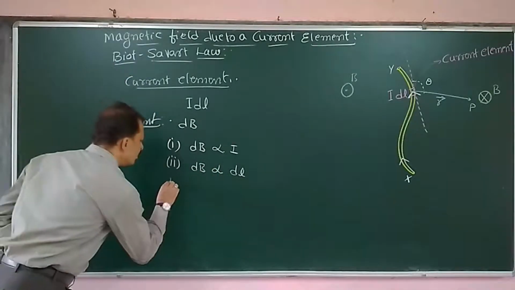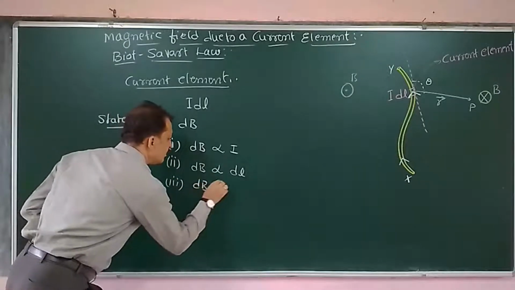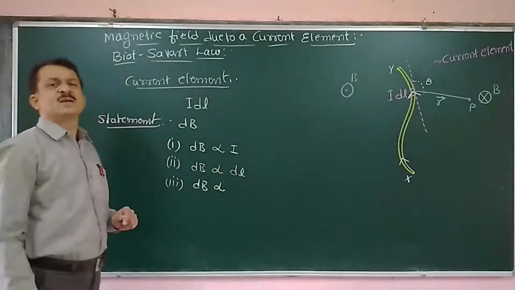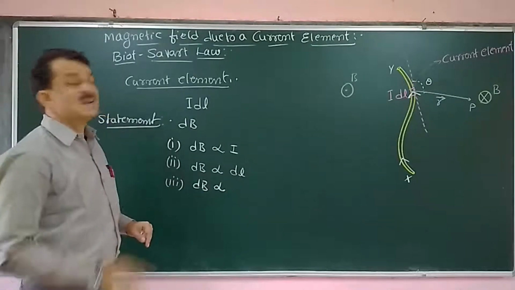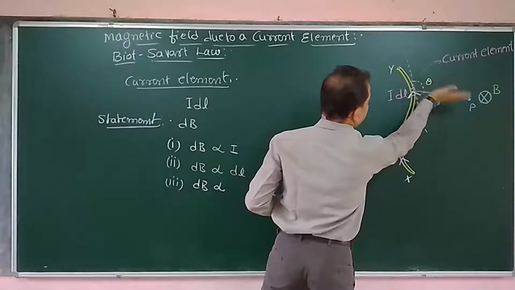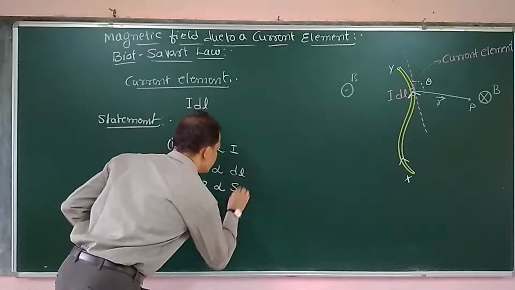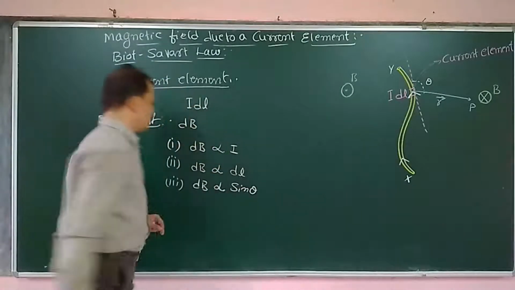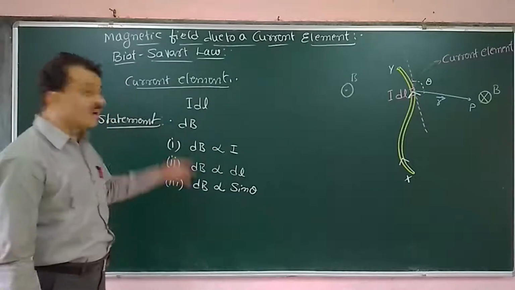Third point, now the magnitude of the magnetic field is also directly proportional to sine of the angle between the current element and the line joining the point to the current element, that is sine theta. dB is proportional to sine theta. That is the third point.